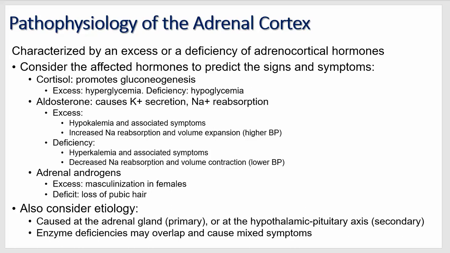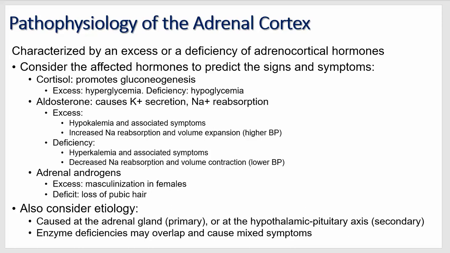So the androgens, what effect is that going to have? If you have overactivation of the adrenal cortex, an excess, you're going to have masculinization in females, and if you don't have enough, you're going to have a loss of pubic hair. You can also think about the causes. If the cause is at the adrenal gland, that's what we would call primary, because we're talking about adrenal hormones. Or maybe it's caused from the hypothalamus or pituitary, and that would be secondary. So which one's causing it, and how will that have an effect?